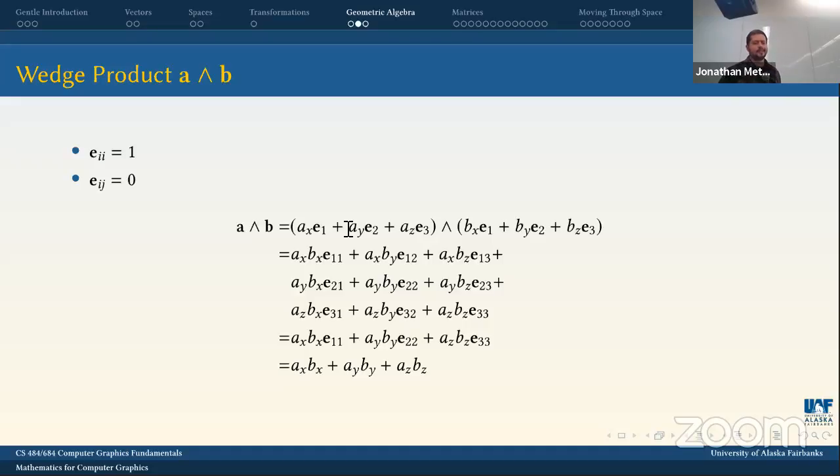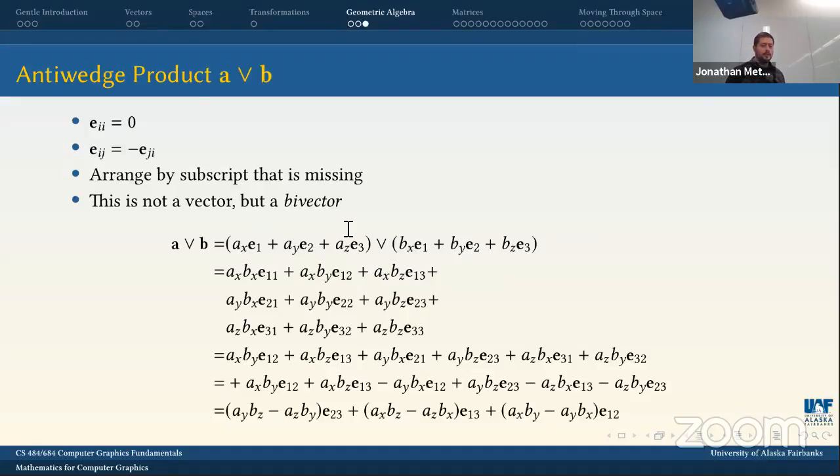In fact, maybe another way of thinking about it, it just went to a scalar value. It's a dimensionless number. It's not even associated with a vector at all. Okay, so that's the wedge product. And now let's look at the anti-wedge product. We could say, well, let's do this the other way.